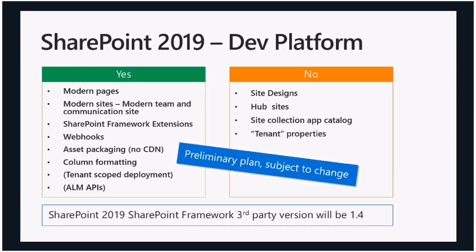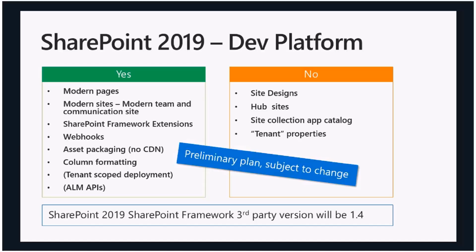Column formatting will be supported in the modern list and libraries, so that's pretty cool. Tenant scope deployment and ALM APIs are still unclear. We're looking into potentially making them happen. It might be that we're missing the preview, but they will be in RTM, but we'll need to clarify that one still in the engineering.